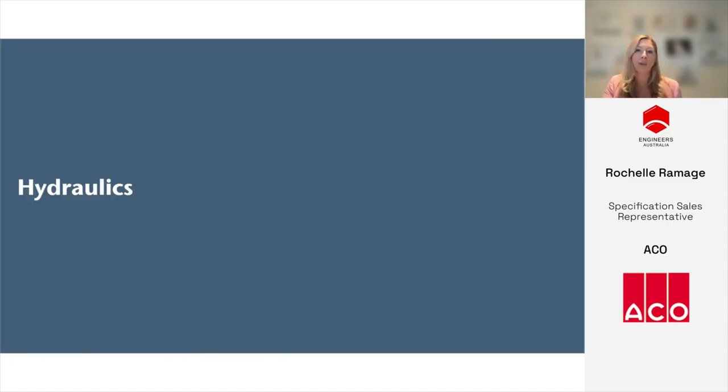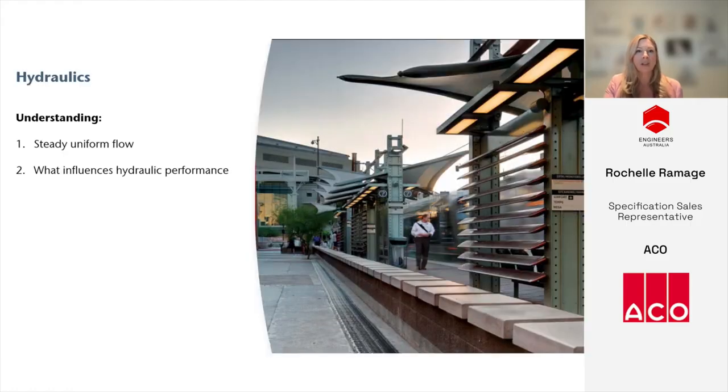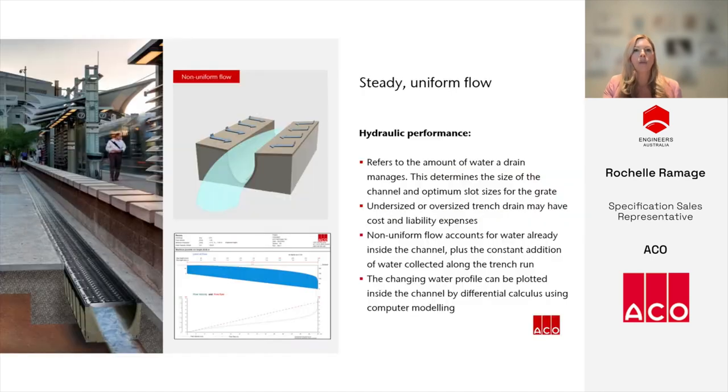Regardless of where the water comes from, pavements, wind-driven rain, or incidental splash, the drain has one job: to intercept and evacuate stormwater safely. To size a drain correctly, we need to understand the fundamentals of hydraulic performance. We're going to look at things like the shape of the channel, its slope, and its length. Hydraulic performance is essentially the amount of water a drain can collect and discharge over time.